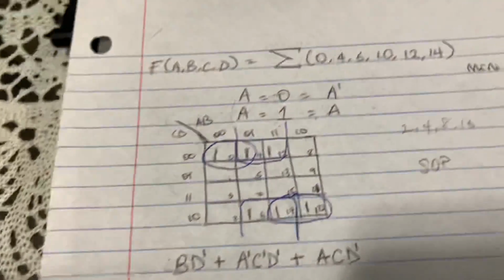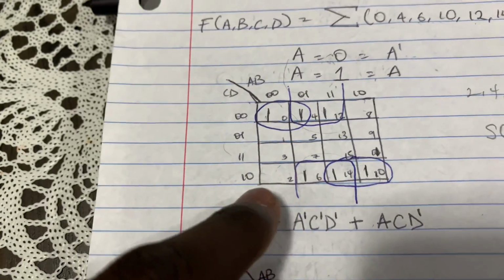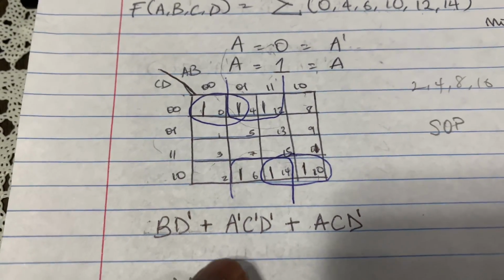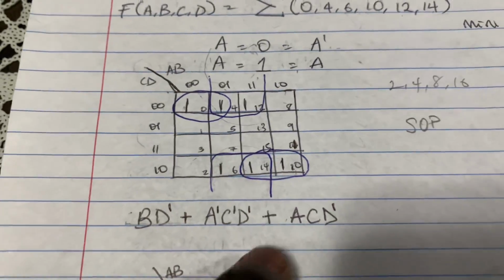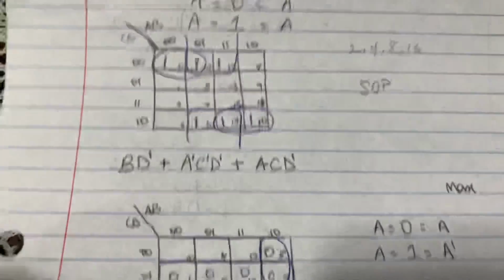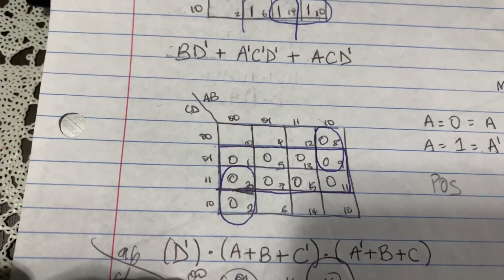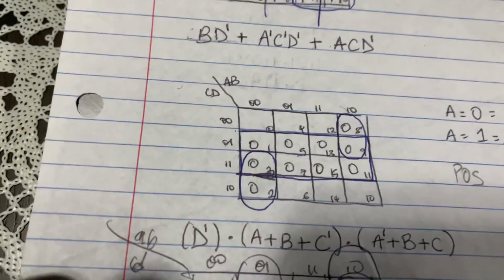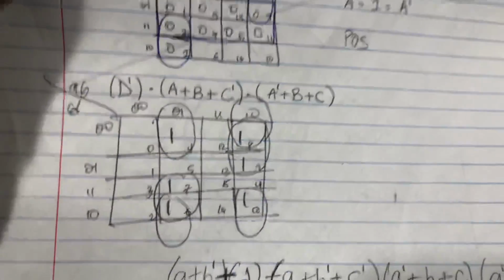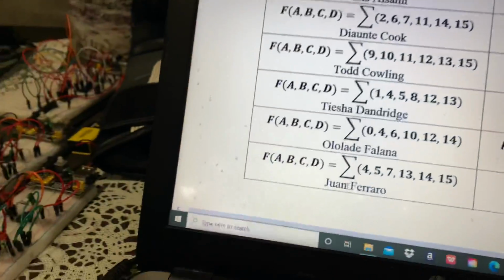I was able to derive my minterm to be BD prime plus A prime C prime D prime plus ACD prime. And then for my maxterm, I was able to derive it to be D prime multiplied by A plus B plus C prime multiplied by A prime plus B plus C. And at the back here, I was able to derive my truth table. So I'm going to demonstrate it.